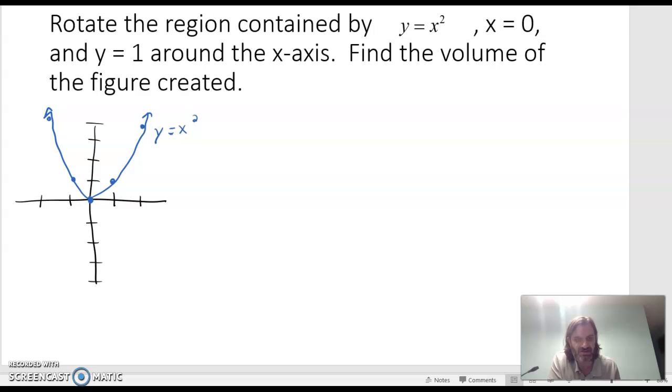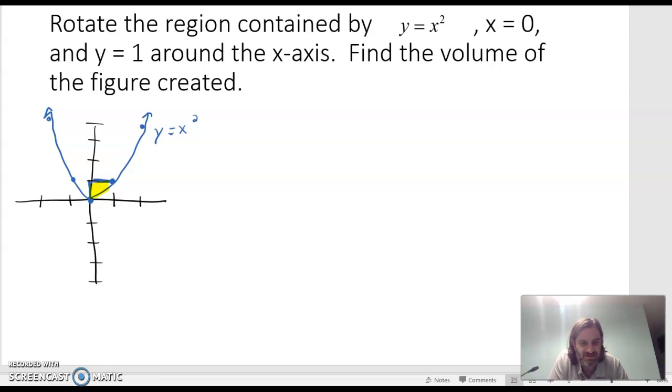And then I also need to bound it by x equals 0, which is the y-axis, and we're also going to use y equals 1. So y equals 1 is right here, and x equals 0 is over here. So we got a little region between 0 and 1 for x and 0 and 1 for y, but we don't have the whole thing.